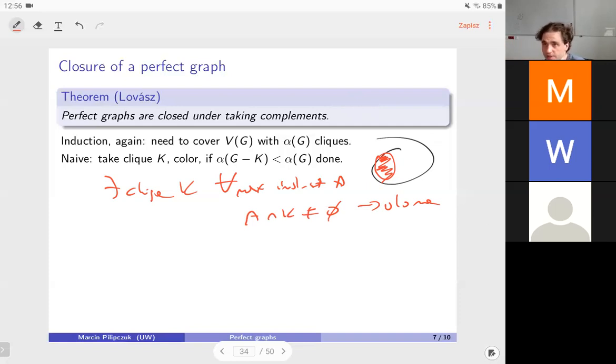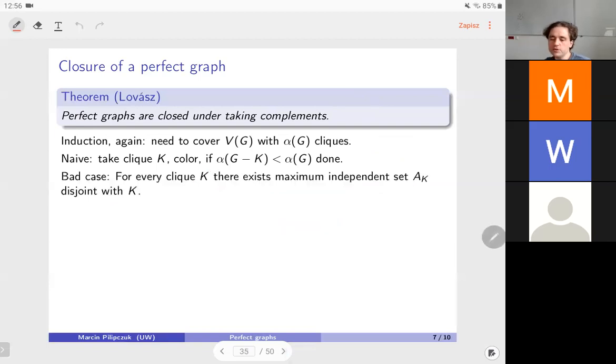So let's look at the remaining case and let's try to reach a contradiction there, because this is really what should happen. There's a clique that drops alpha by 1. So we really need to prove here that there is a clique that intersects every maximum size independent set. So let's assume the contrary. The contrary says that for every clique, there is a maximum size independent set that is disjoint from this clique.